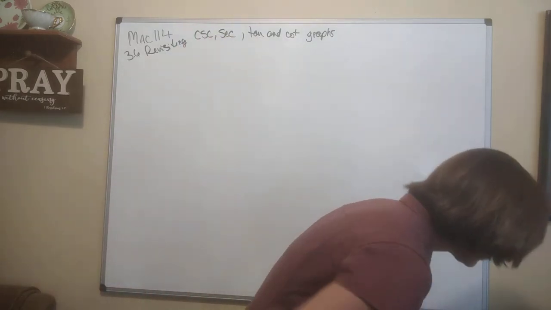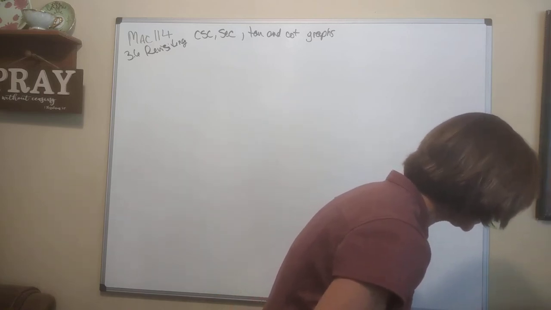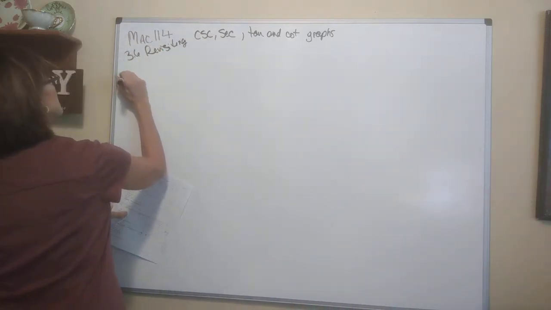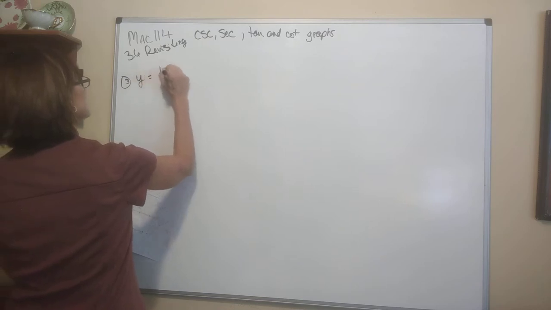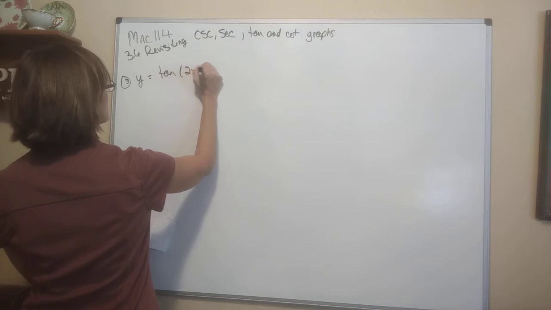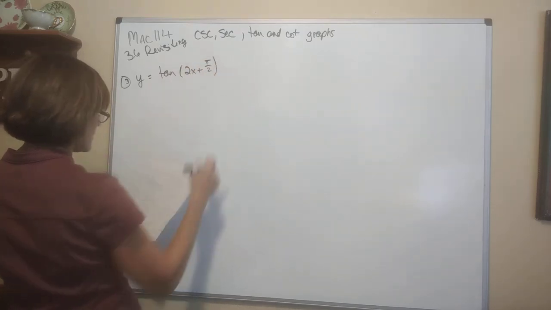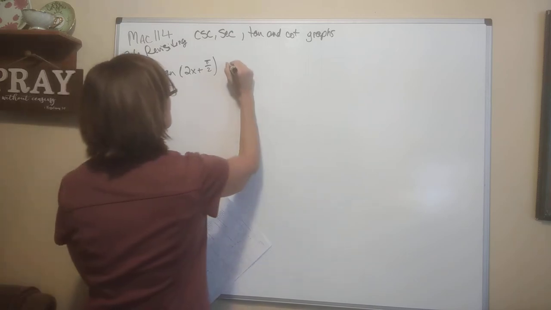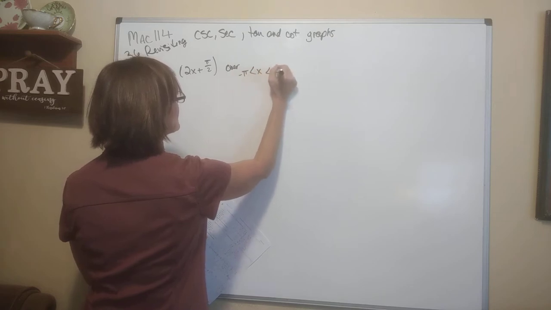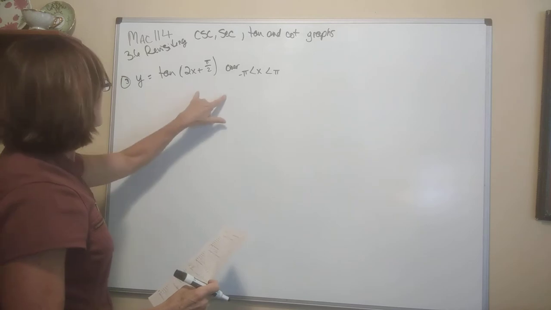All right, so here we go. We're going to sketch y is the tangent of 2x plus pi over 2. I hope our worksheets are the same. I said from negative pi to pi, so that's what I have written down. So we're going to deal with this.